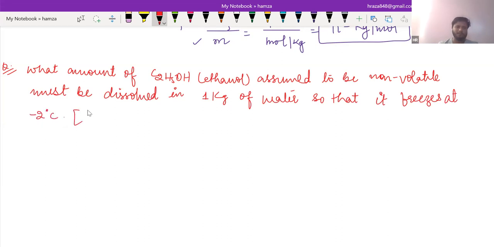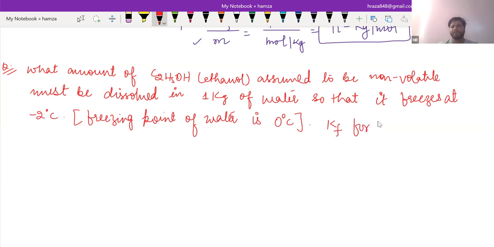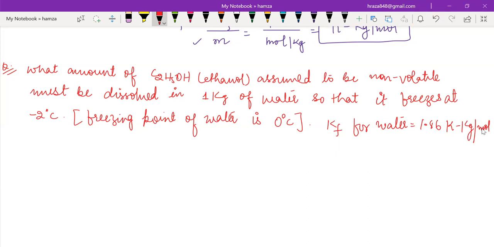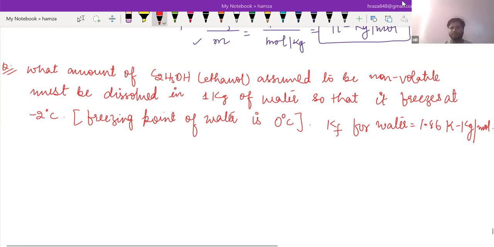Also, it is given that the freezing point of water is 0°C and Kf for water equals 1.86 Kelvin kg per mole. This question is also based on the formula. Hamza, can you solve it?